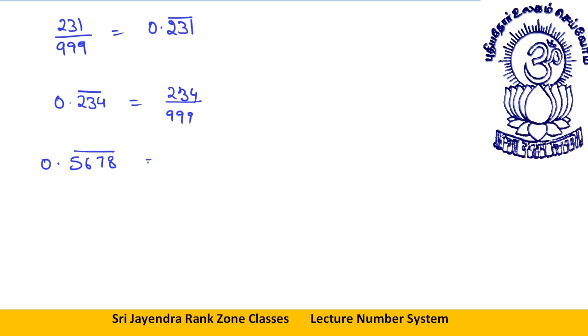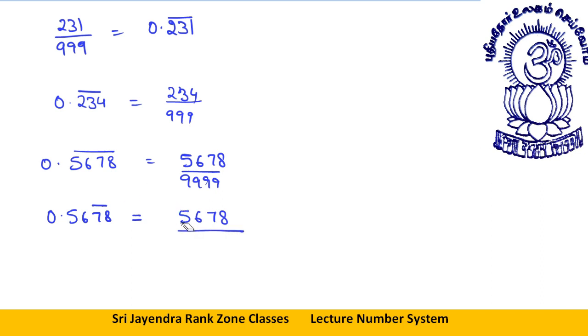Like this. It will be 0.5678 by 999. But if I write 0.5678 raised to the power bar, then what will happen, dear students? Then you will write 5, 6, 7, 8. See, there is a bar on these two.